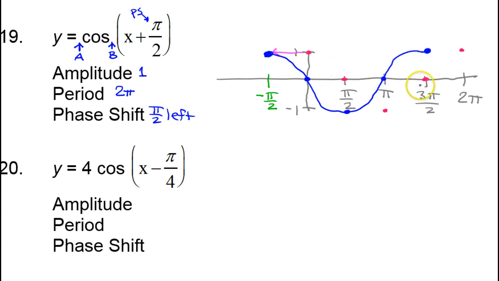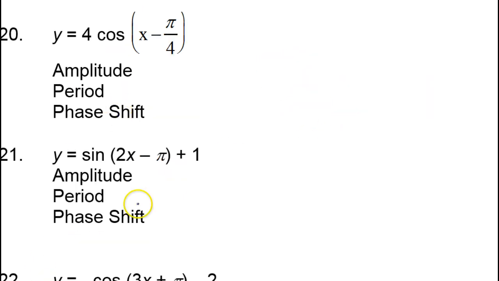It's just the regular cosine function, but shifted to the left by pi over 2. All right, this video is getting quite long, so number 20 is going to be the last one in this video. So let's see, we have an A value of 4.